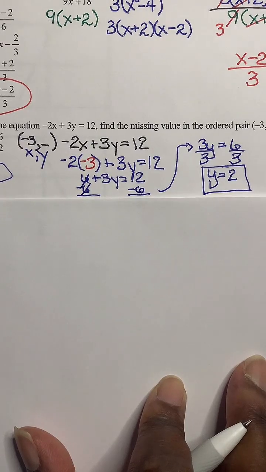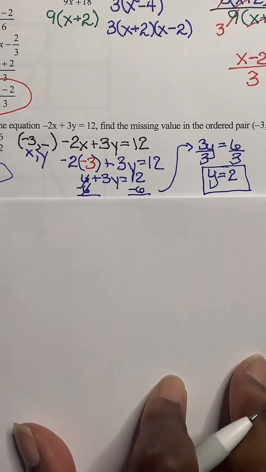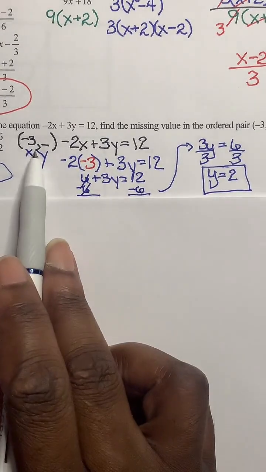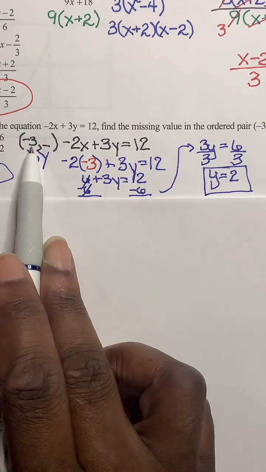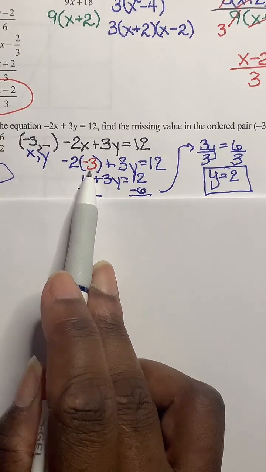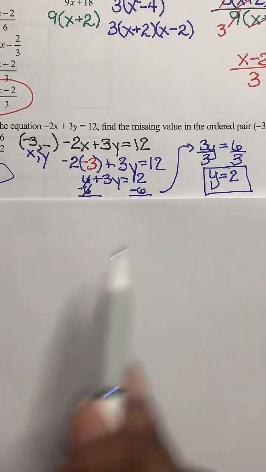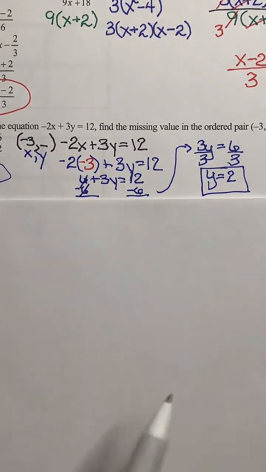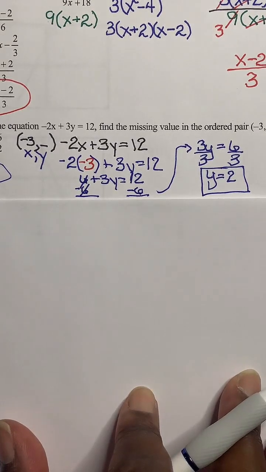Plug in the order pair. So what they did was they gave you the order pair. They gave you the x value. All you have to do is plug that in for the x, and then you just go ahead and do what you need to do with the inverse of your operations to find your y. Okay, all right.